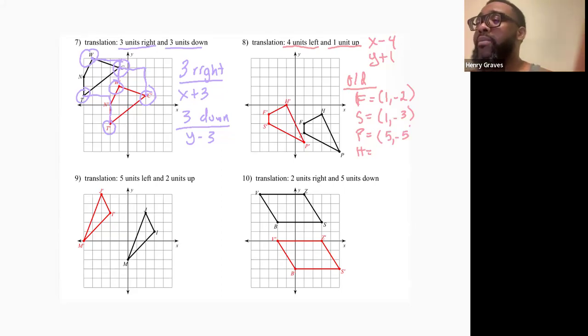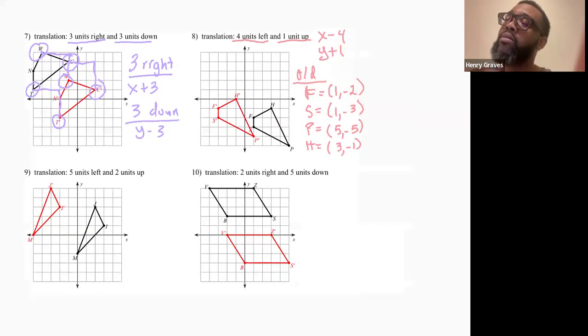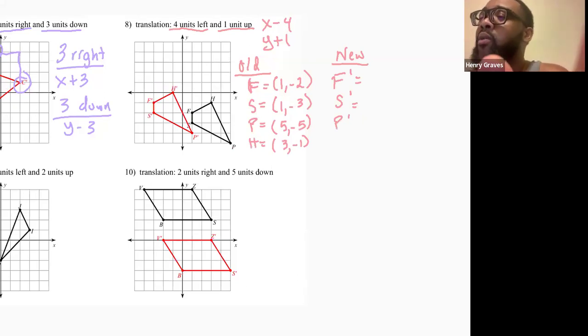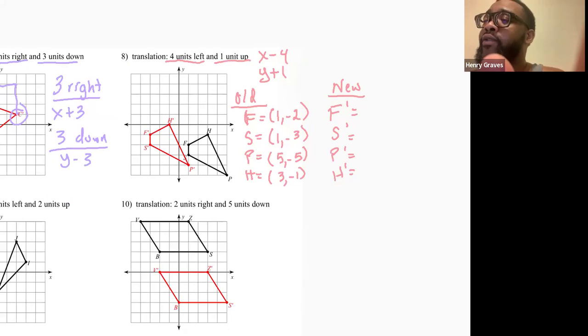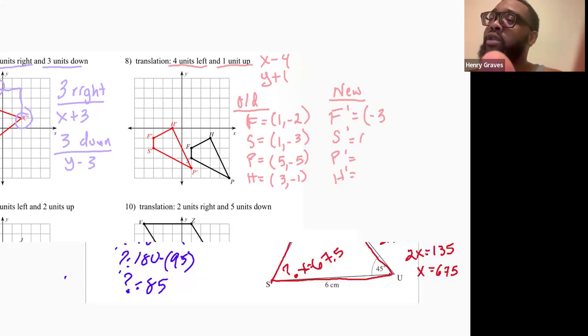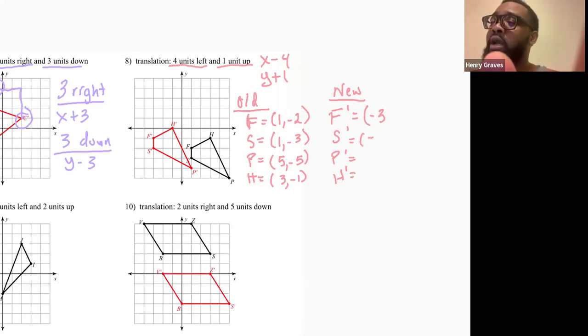So I'm going to go ahead and apply my new transformations. So I'm going to have a new F, a new S, a new P, and a new H. That's why I have apostrophes there. So for the first X, I'm going to have to subtract 4 from it. So 1 minus 4 is -3. Then my new S is going to be again 1 minus 4. That's going to be -3. My new P is 5 minus 4, which is 1. And my new H is 3 minus 4, which is -1.